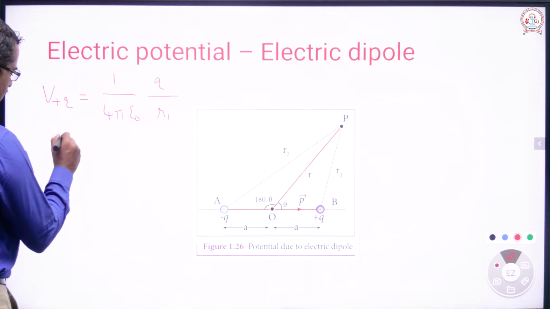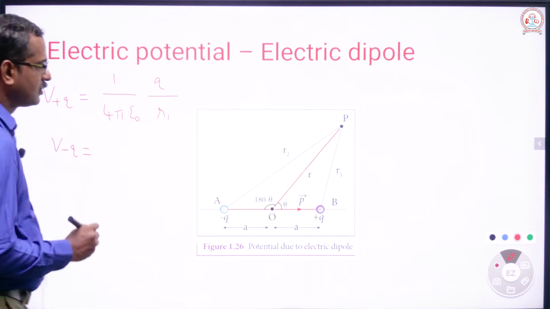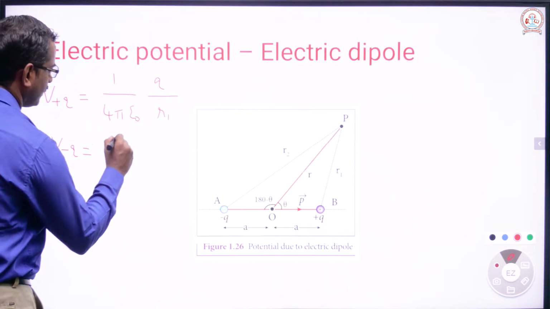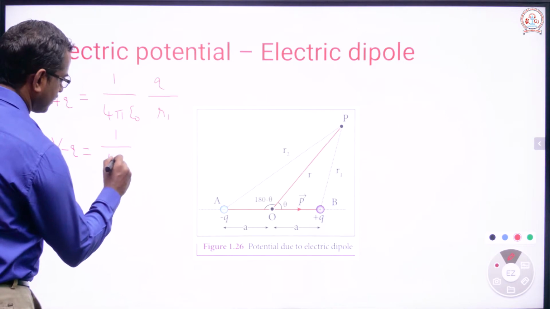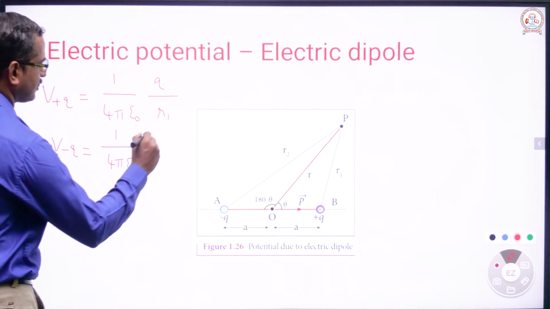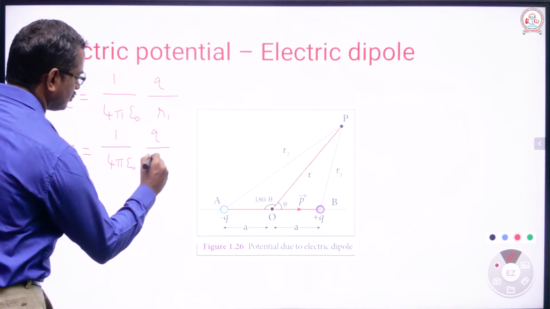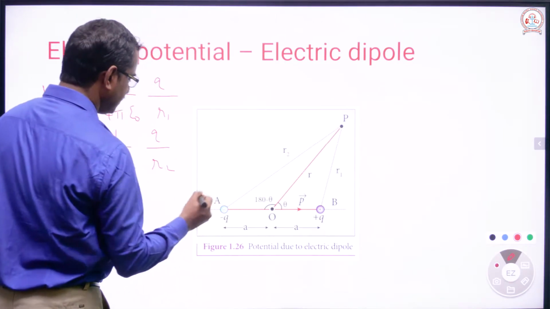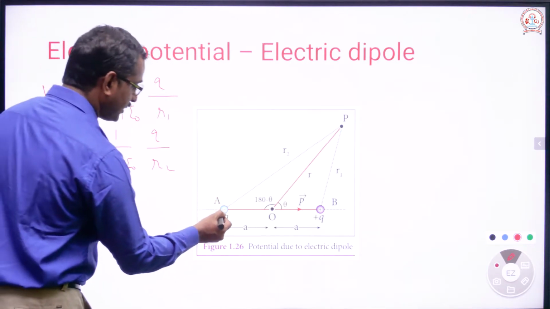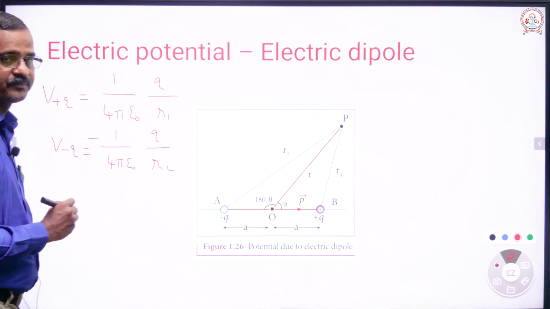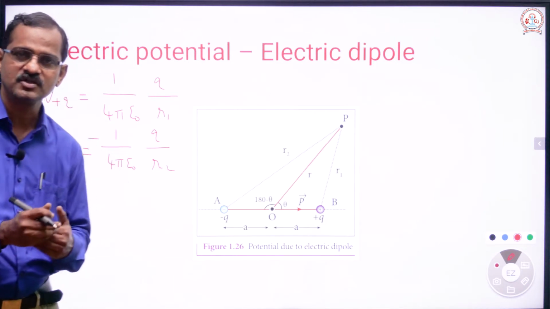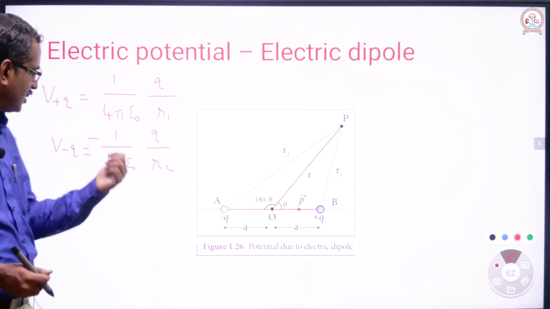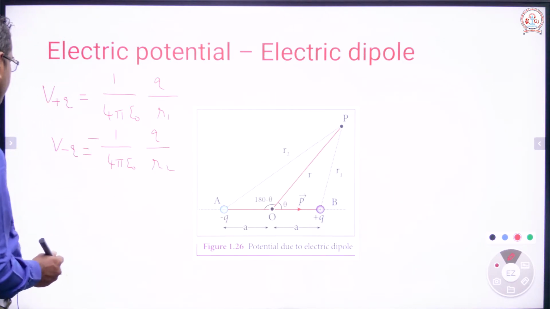Then the electric potential due to minus q at the same point P is equal to 1 divided by 4 pi epsilon naught, q divided by r2, where r2 is the distance of the point P from the minus q charge. This is minus q, therefore the negative sign should be considered. Based on the nature of the charge, the direction in which work has to be done will be decided, isn't it? Therefore, we have to consider the negative sign here.